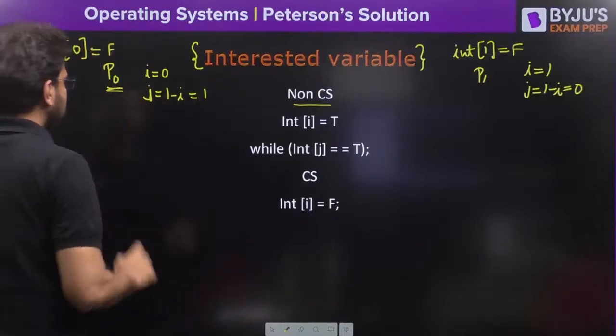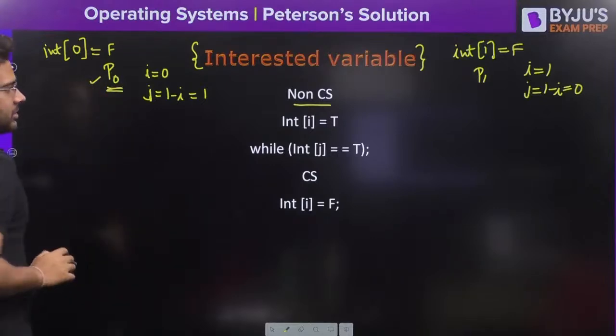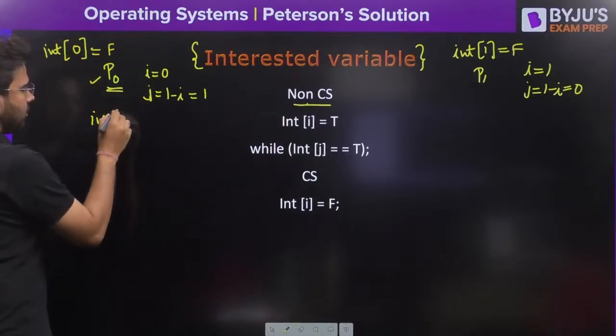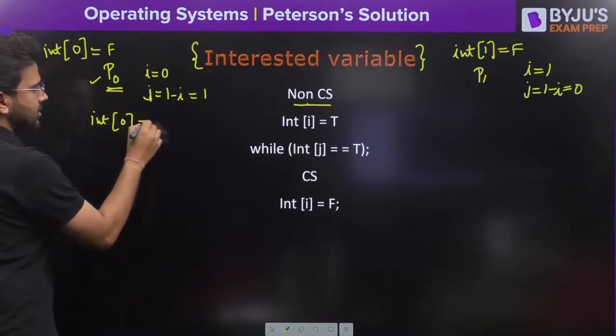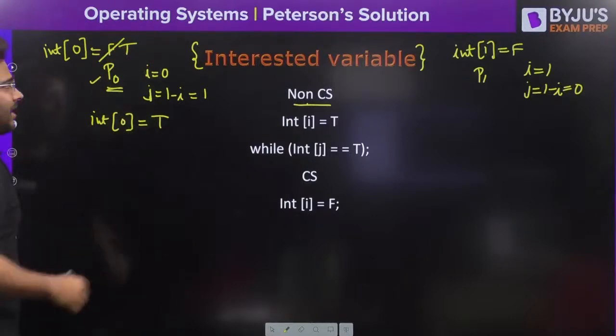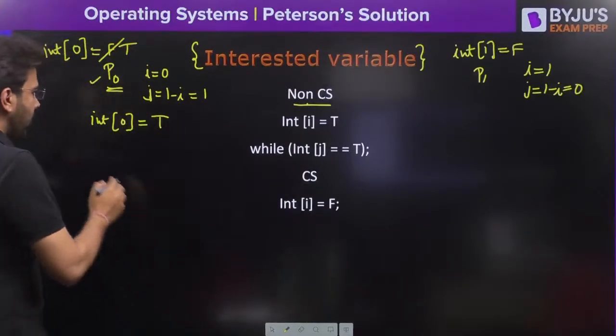Okay, now carefully see this. If I execute the P0 process now, non-critical section, then interested of i, which is interested of 0, is equal to true. That means we have to make the P0 process interested for the execution.